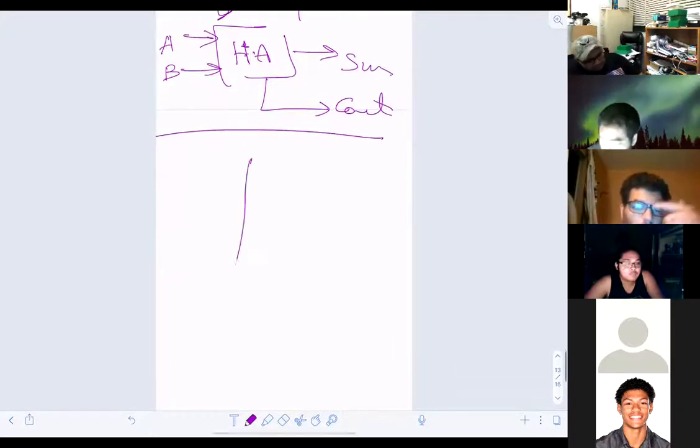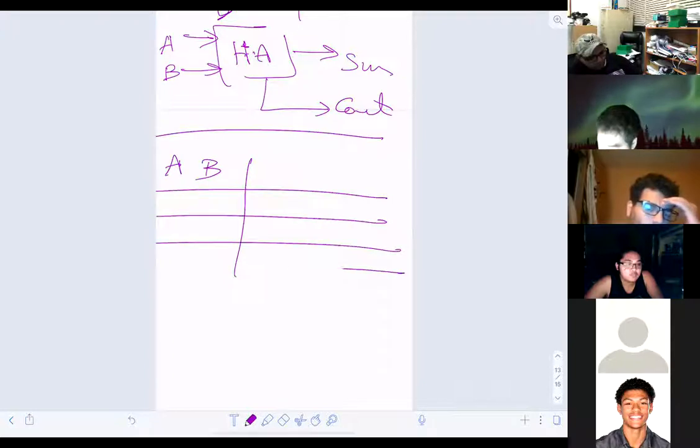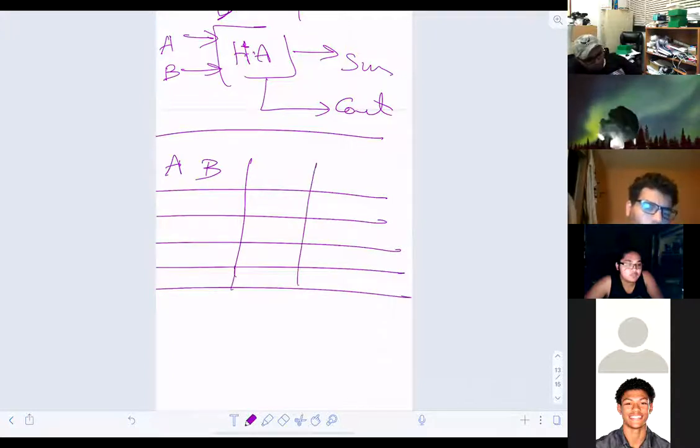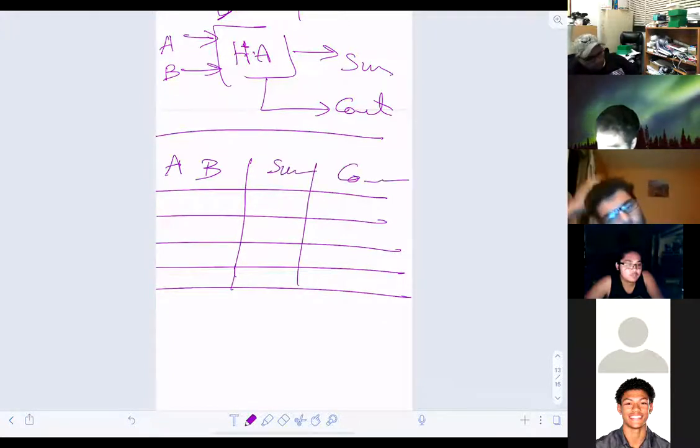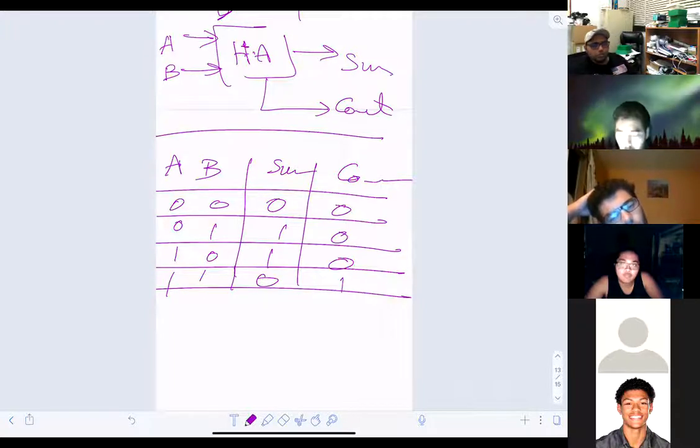How can we do this? Physically it's very easy, right? I have here A and B, with four rows, and a sum here and carry out there. Then I would say 0, 1, 0, 1, 0, 0, 1, 1. Here for the sum is 0, 1, 1, 0, and here for the carry is 0, 0, 0, 1. If somebody tells you, I want to build this circuit using a demultiplexer, what would be the solution then?